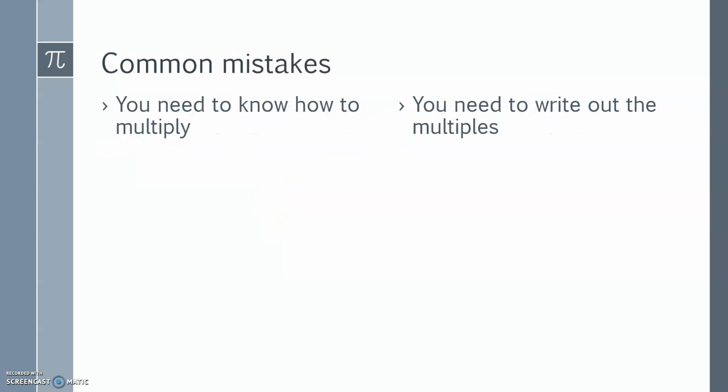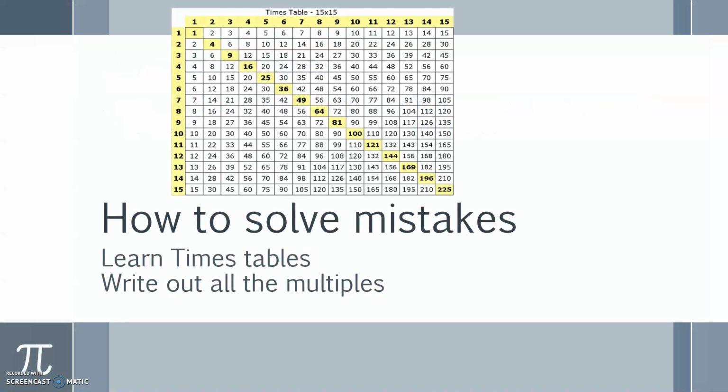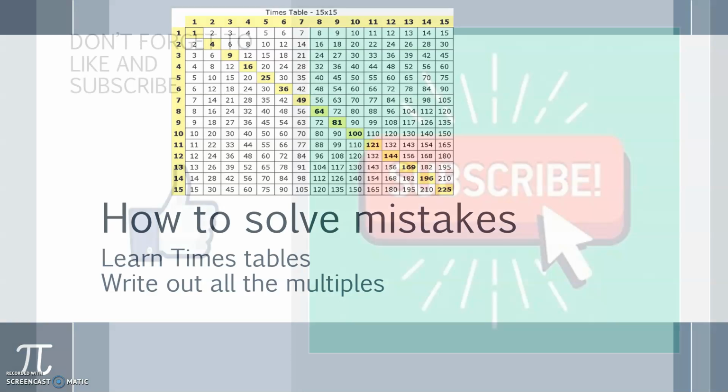Common mistakes people make. You need to know how to multiply your numbers, or else you cannot do this. And sometimes people will just do it in their head, and then they'll forget about one common multiple that is the lowest, and they'll get it wrong. How to solve these mistakes? Learn your times tables and write out all your multiples like we did today.